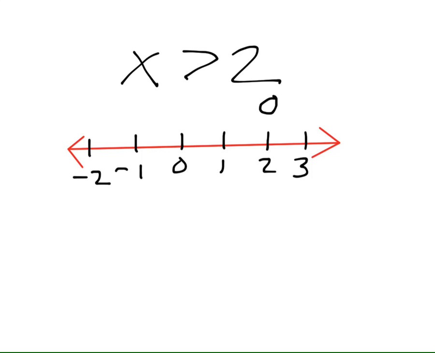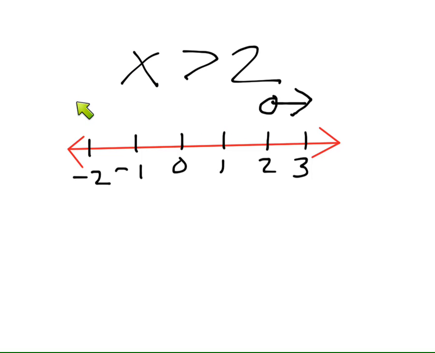So the way we do that is we will put an open circle and then we will draw an arrow to all the numbers in that direction. Because 3 would work, 4 would work, 5 would work, 6 would work, 6.5 would work, 7 would work. All these numbers would work over here. They would work for x, right? Would any numbers on this side work?